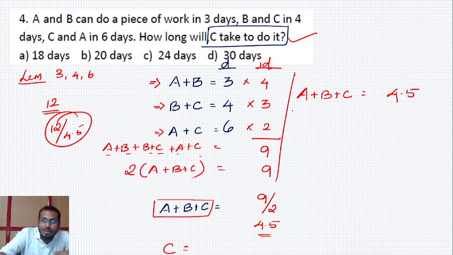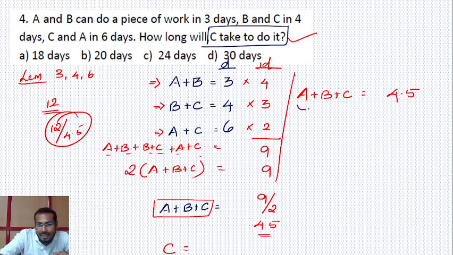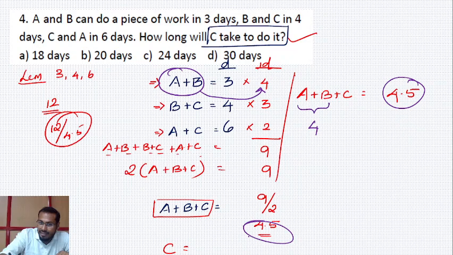I want C, right? So let's take A and B. In 1 day, how many chocolates were completed by A and B? A and B completed 4 chocolates in 1 day. Overall, ABC completed 4.5 chocolates. That's what we found here, in a day. Of that, 4 chocolates were completed by A and B alone. So the remaining 0.5 was completed by C. C can complete only half a chocolate in a day. Totally we had 12 chocolates. So 12 divided by 0.5 is nothing but 24 days.